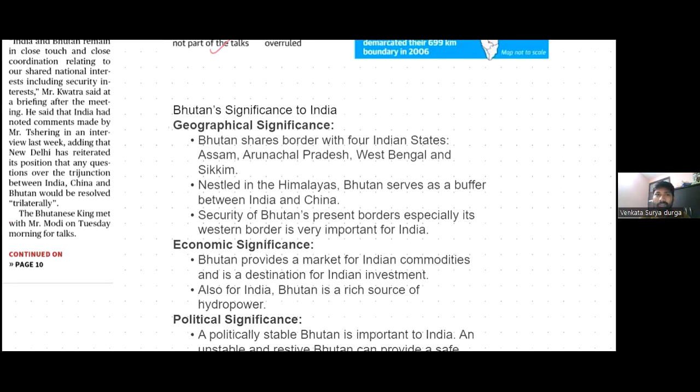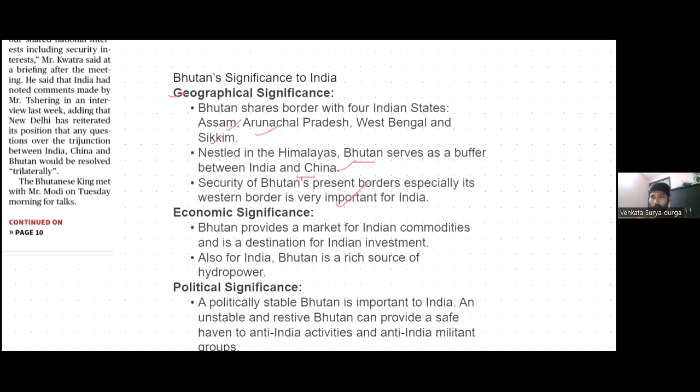First, the geographical significance. Bhutan shares a boundary with some of the Indian states. They are Assam, Arunachal Pradesh, West Bengal, and Sikkim, as we have already discussed. So Bhutan serves as a buffer between India and China. The security of Bhutan's present borders, especially its western border, is important for India because we have discussed why Doklam is important to have greater control over the region, and the Chicken Neck Corridor is also a very important region for India because it is just a narrow pass.